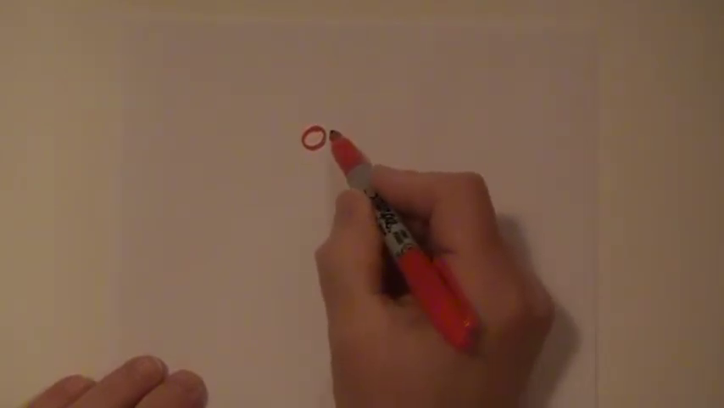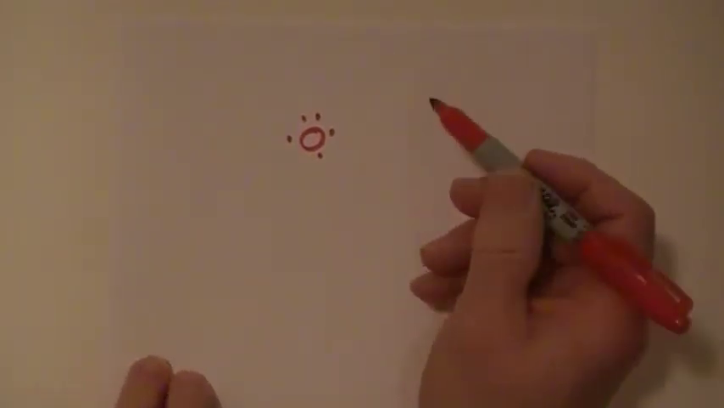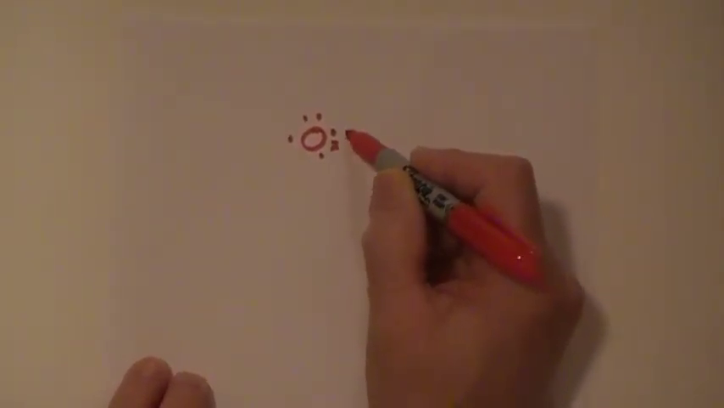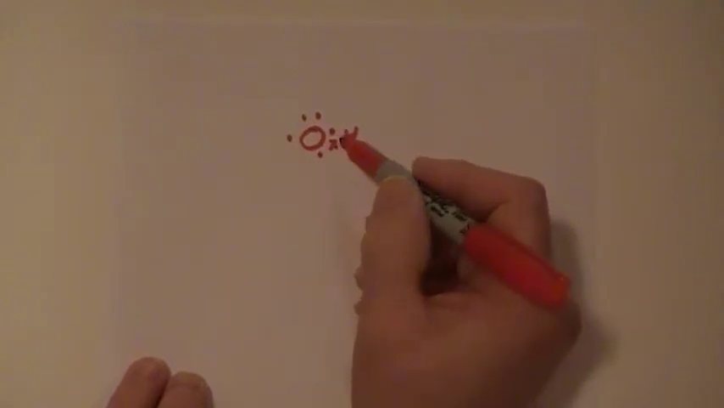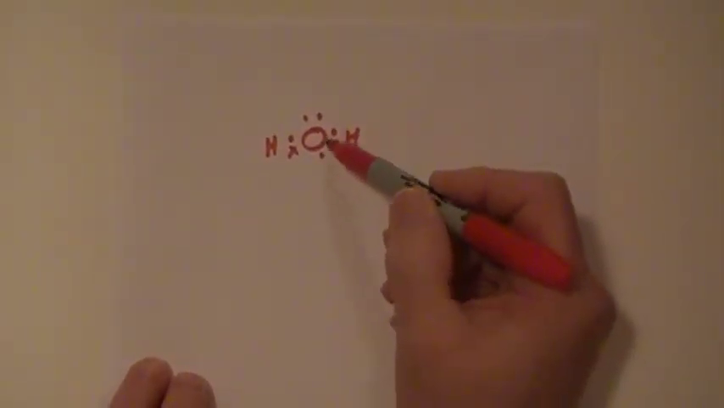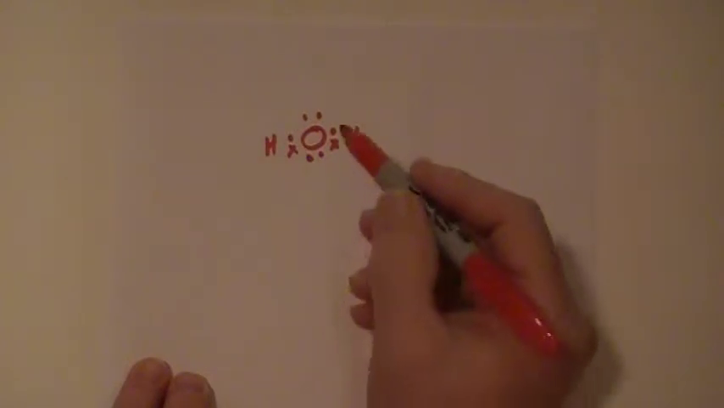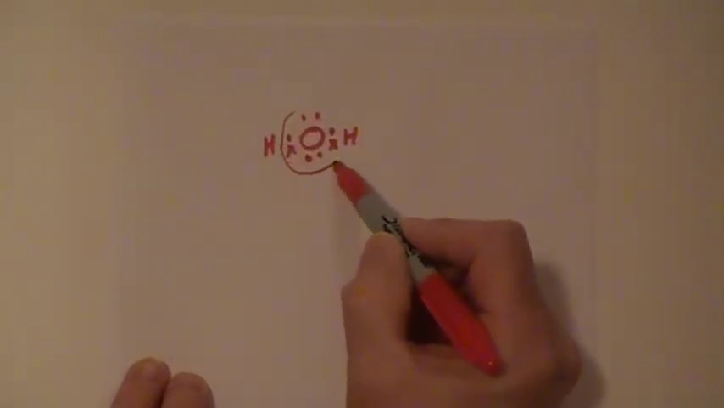Water. Oxygen has 6 valence electrons. Let's just put them like this. And it has 2 hydrogens. Water has 1, 2, 3, 4, 5, 6 valence electrons. Now, what do we have? We have 8 electrons around the central atom, so the octet rule is satisfied.